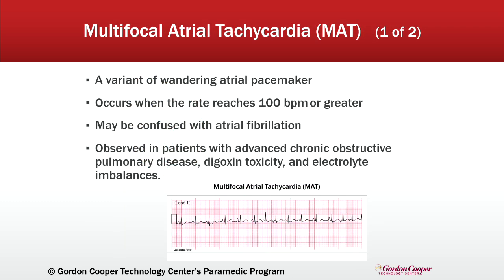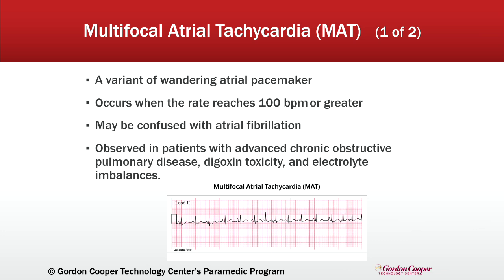Now, multifocal atrial tachycardia, or just MAT. This rhythm is a variant of wandering atrial pacemaker, and it's called multifocal atrial tachycardia. It occurs when the heart rate reaches 100 beats per minute or greater. So the key difference between MAT and wandering atrial pacemaker is a faster heart rate.